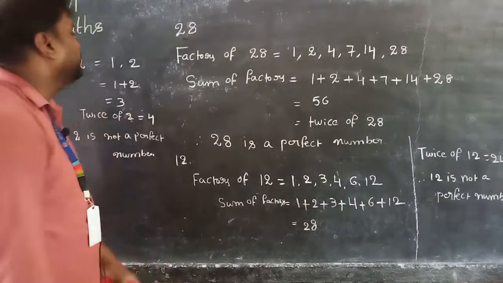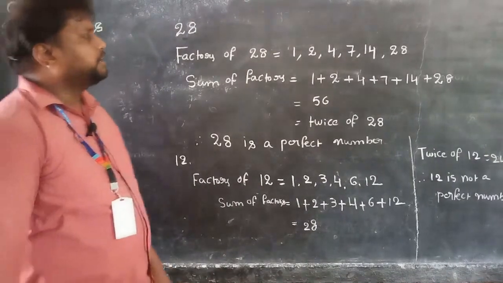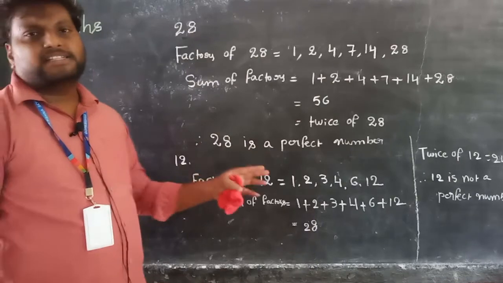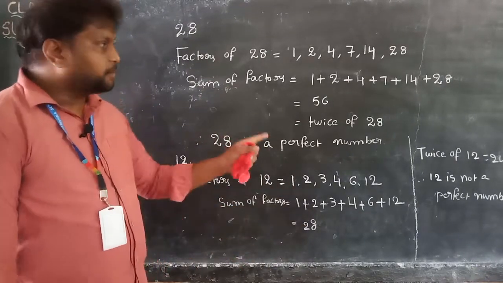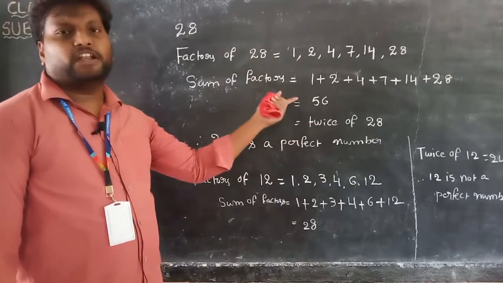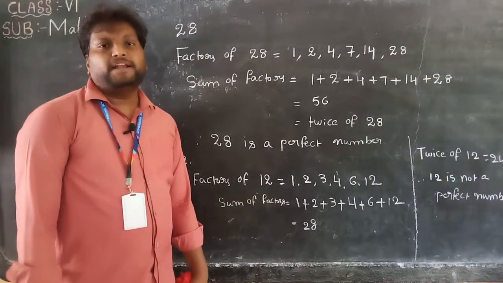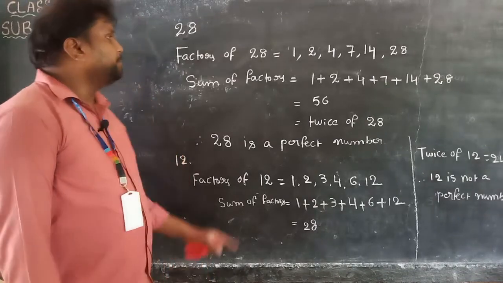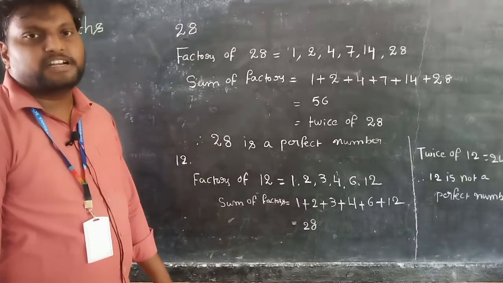Some more numbers are there. I will explain once again. A perfect number is one where the sum of all factors is twice the given number. Then the number is called a perfect number. Okay students, today we completed some points on perfect numbers. Tomorrow, in the next class, we will discuss some problems related to these topics.